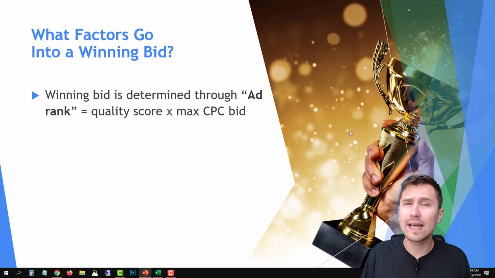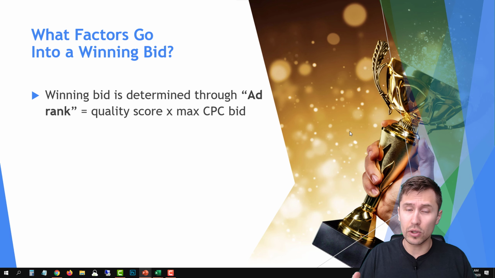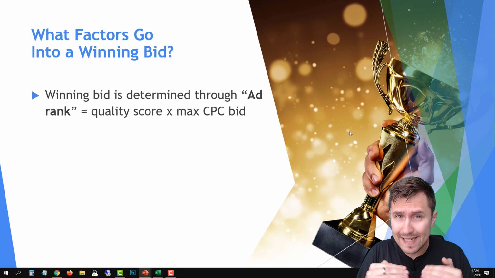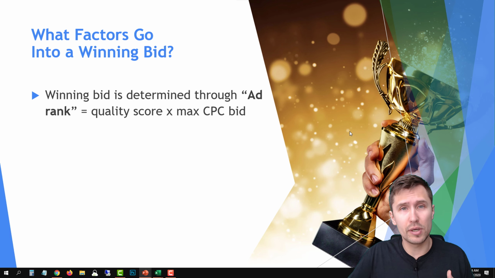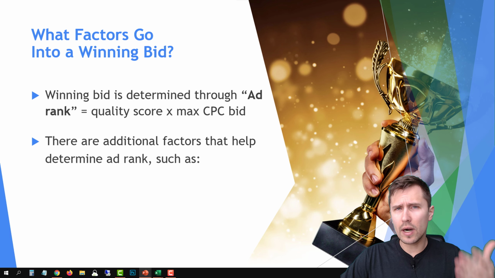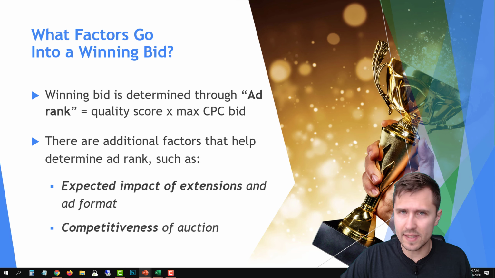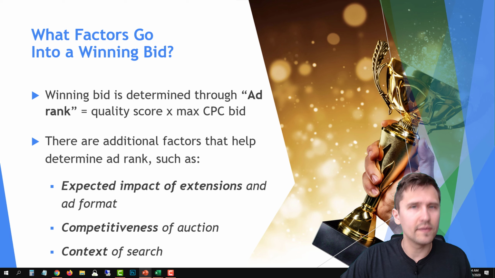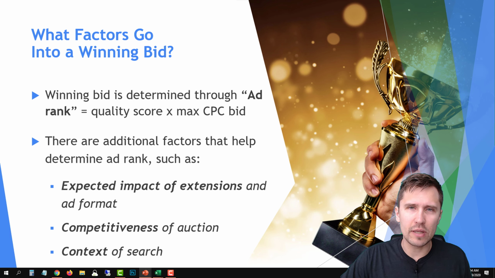Now, Google, or Microsoft, is going to compare this with the next person's ad rank, which is also going to include their quality score and the max CPC bid. And whoever's ad rank is higher, that's the person whose ad is going to show up first. Now, there are additional factors that go into this. They're not as important, but for example, ad extensions, competitiveness, how much competition there is, the context of the search, all that stuff. They're not as important, but they are there. I thought I'd mention them just so you know that extensions do matter.